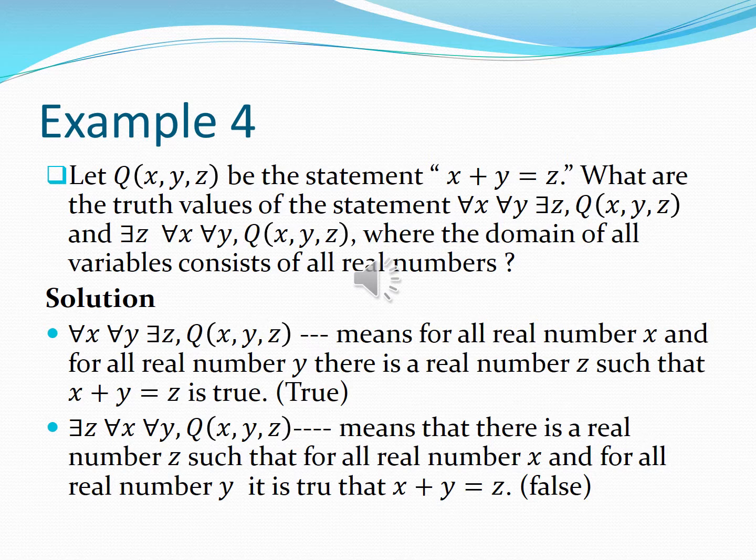The first statement means for all real numbers x and for all real numbers y, there is a real number z such that x plus y is equal to z. That is a true statement. The second one means that there is a real number z such that for all real numbers x and for all real numbers y, x plus y equals z is true. This is a false statement.